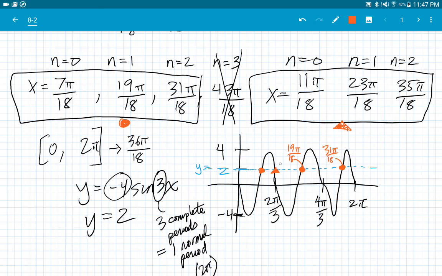Okay, so my triangles, I have 11 pi over 18. That's this one. This one must be my 23 pi over 18, and this one must be my 35 pi over 18. So here we see all 6 answers occurring in 1 normal period. And that's it. So make sure that you write everything that I have written down.